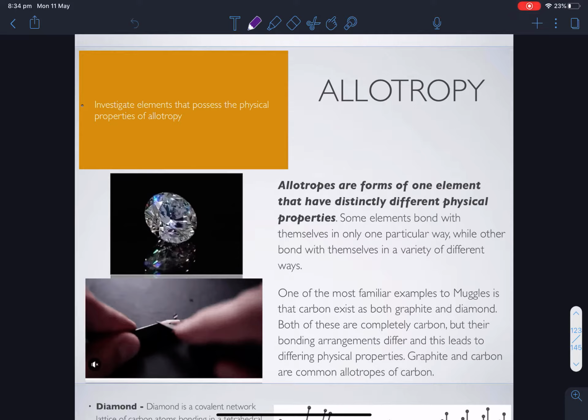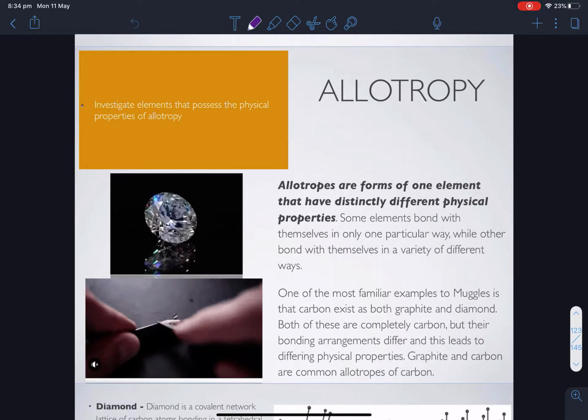So let's start with allotropy. There's our syllabus point on the top right in yellow: investigate elements that possess the physical properties of allotropy. So let's start with the definition first. Allotropes are forms of one element that have distinctly different physical properties.